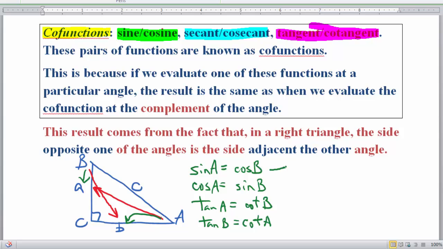So the fact that the sine of A is equal to the cosine of B really means that the cosecant of A is the same as the secant of B. And the fact that the cosine of A is equal to the sine of B means that the secant of A is the same as the cosecant of B. Right? So really those are the 6 relationships that you get out of this.